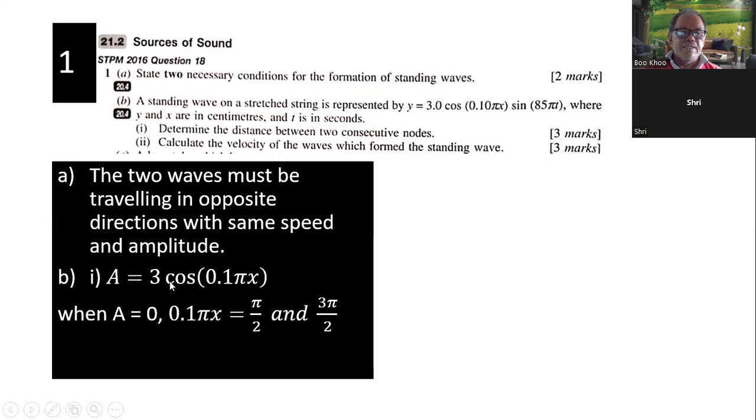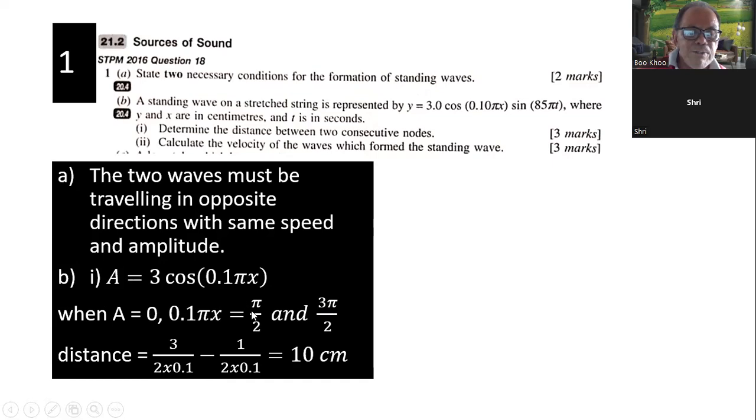So it means that to get cos equal to 0, your cos argument must be pi over 2 or 3 pi over 2. Right? That means this one must be the same as that. Then you subtract.